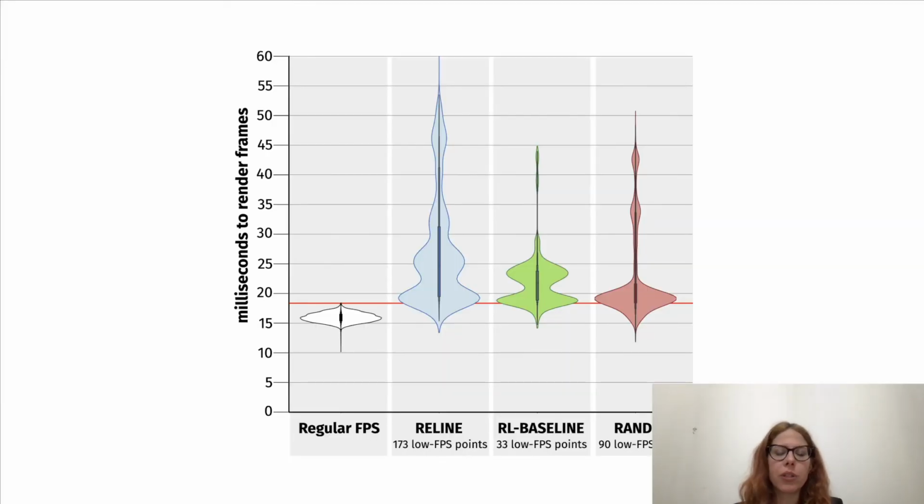Here we have a violin plot showing the characteristics of the points spotted by the agents. The red line is the threshold we defined to decide what is a low FPS point, so everything that is above this line is considered a low FPS point, and this can be fine-tuned by the developer. While in white we have regular FPS points. So in blue we have the low FPS points spotted by Reline, in green the low FPS points spotted by the reinforcement learning baseline, and in red the points spotted by the random agent.